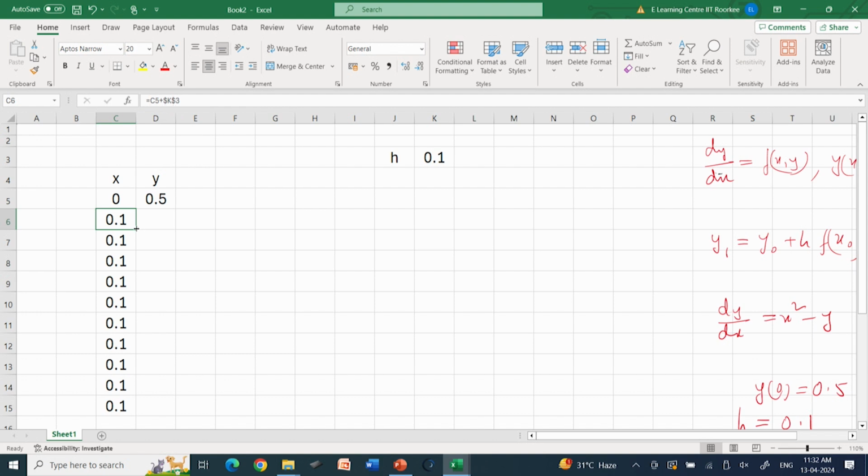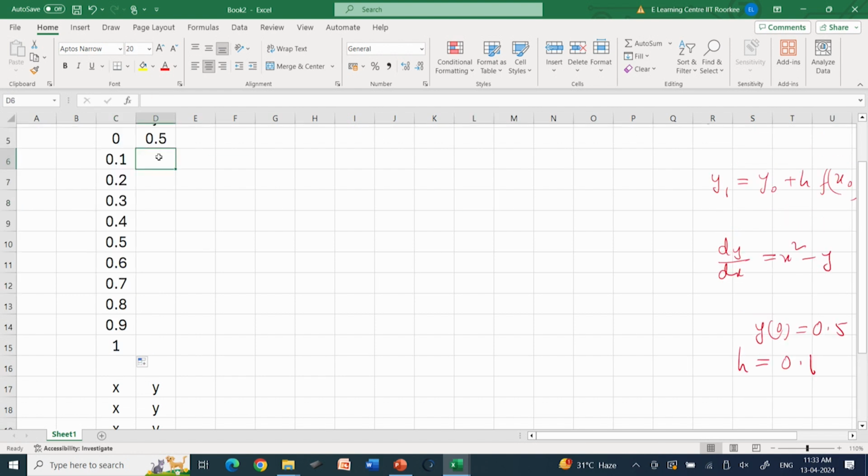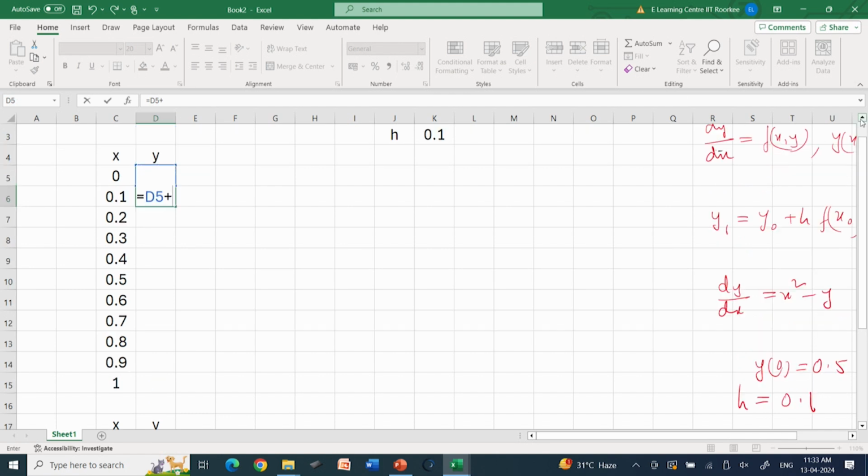So, now if I drag from here to here, you see now the values change, there is an increment of 0.1. Now, I have to calculate this value. This is equal to, so the formula is y0, this is my y0 plus h, this is the value h, and again I have to make this a constant, which is dollar here and dollar here, multiplied by f x0 y0.